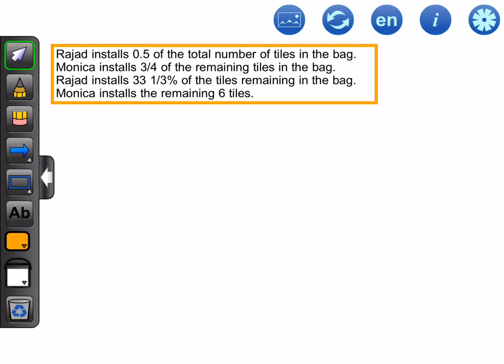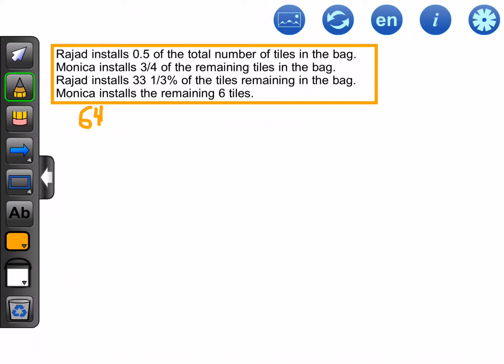So, there are a couple of ways we can go about this. One, I could take a great big guess, okay? And so I don't know how many tiles there are in the bag, but let's just say that there are 64. Okay, so we start off with 64, and then we take a look at what Rajad does.